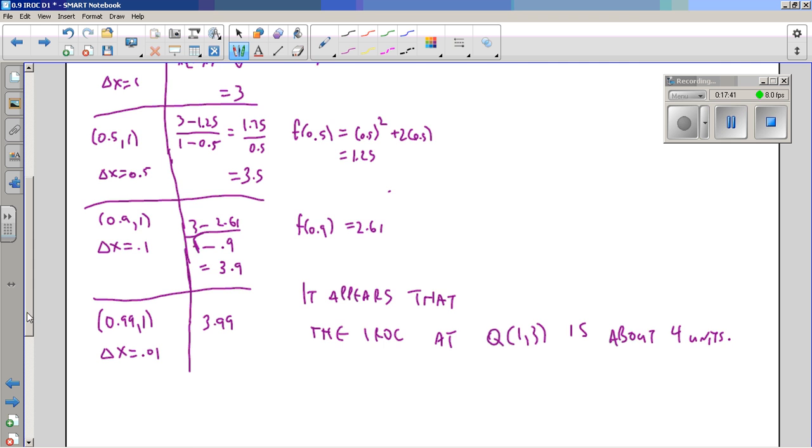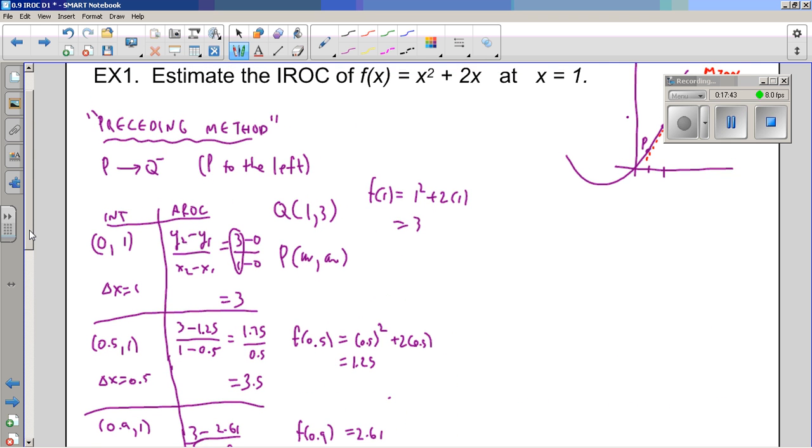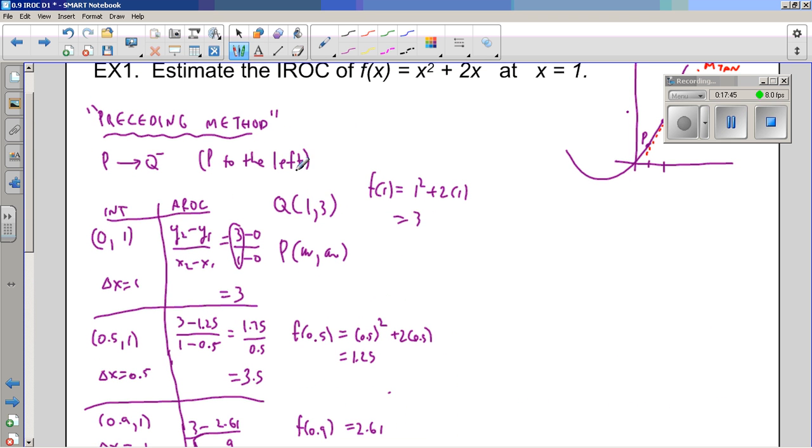Now, this is actually just the tip of the iceberg, folks. So I'm going to come back and finish off this example. We'll get into example 2 because this is the preceding method. There's actually 2 more methods, believe it or not, and we'll get to that in part 2.